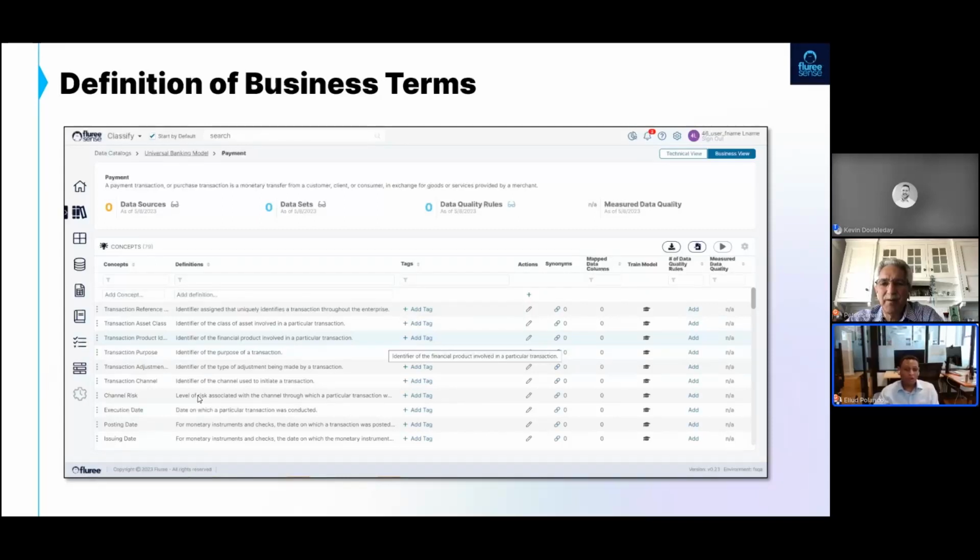And ultimately, the question that we're trying to solve for is, where do these terms exist? So in this case, we're looking at something called a payment. If I was to scan all of my front office and middle office systems, can I teach the system to go and find payments? And then come back and tell me, okay, I've not only found which data sets contain payments information, but I could tell you which columns within those data sets contain the purpose, the transaction channel, channel risk, execution date, etc.